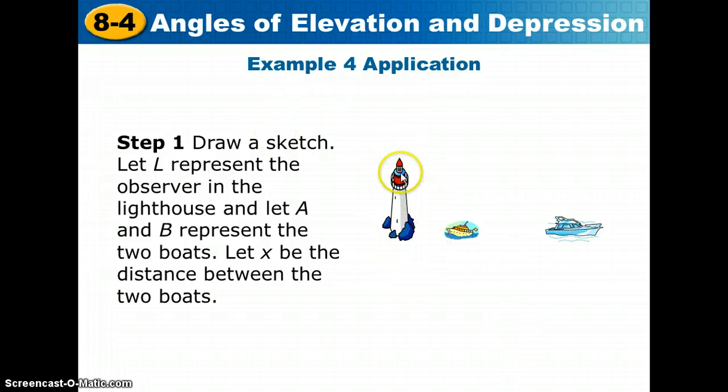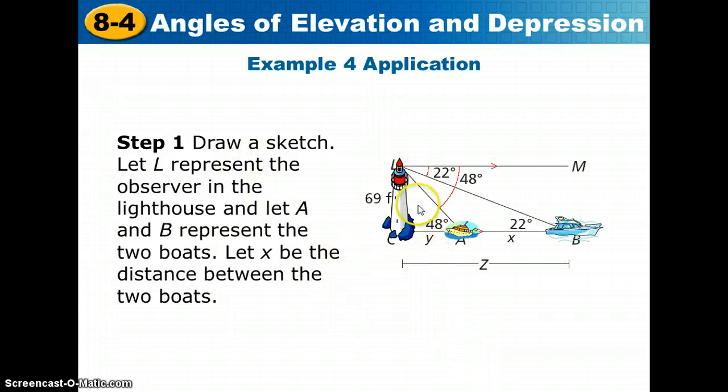So we need to draw a sketch of this to match with the pictures that I've given you. So what I want you to do is follow along with the sketch I draw, and just write directly over top of what you have. We're going to draw our sketch like this. We're going to let L, you can see it there, be the observer in the lighthouse. And so we've got a horizontal line stretching out from his observation point to M. And he's 69 feet above the edge of the water.